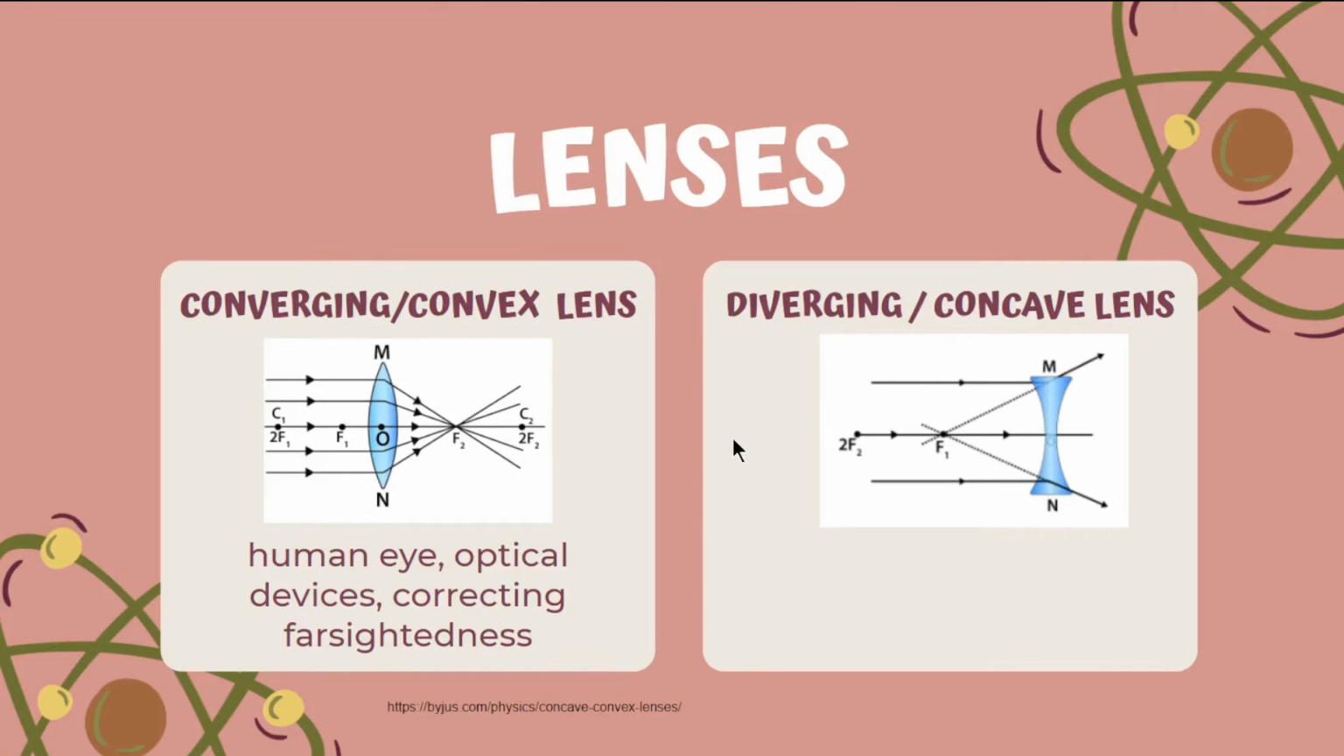Ibig sabihin naghihiwalay. That is the complete opposite of converge or converging. And what are the applications of concave or diverging lenses? Some optical devices have them as well. And this time, concave lenses are used to correct nearsightedness or myopia.